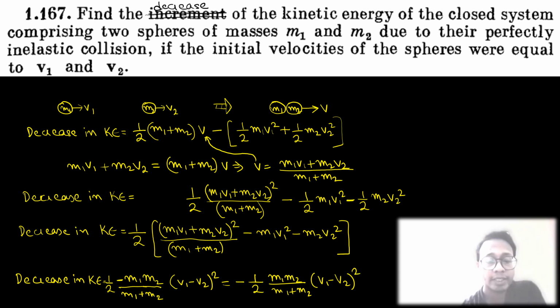What does the minus signify? The minus signifies that what I have taken out here is final kinetic energy minus initial kinetic energy. What the minus signifies is that the energy is decreased. That means final kinetic energy is lesser than the initial kinetic energy. That is why that negative sign is there. Understood?